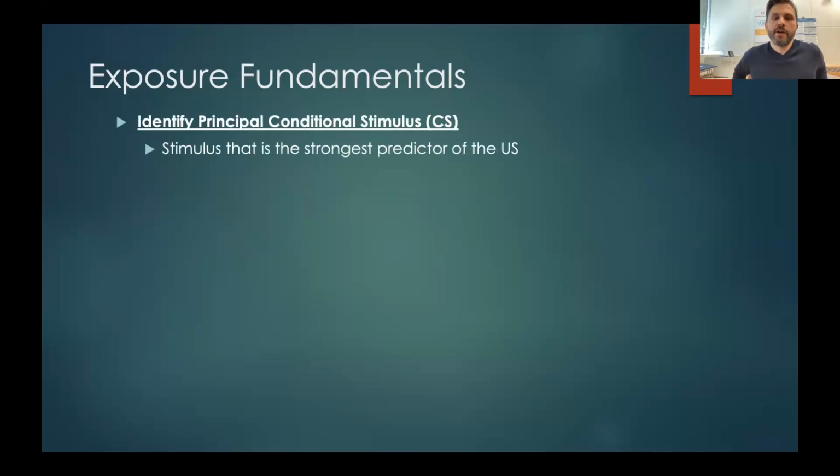And then you want to identify what we're calling the principal conditional stimulus. This is the stimulus that is the strongest predictor of the US. Some of this derives from all the great work from friends in Leuven.